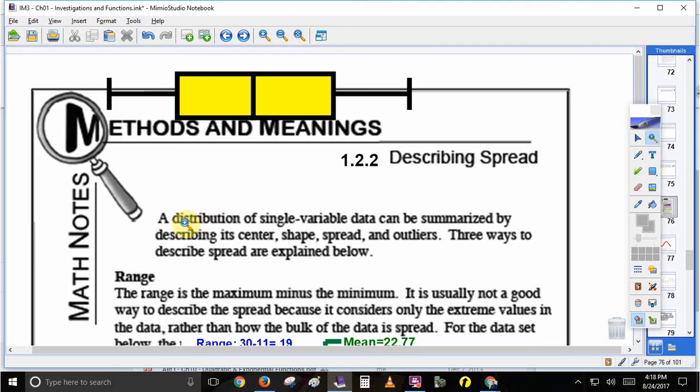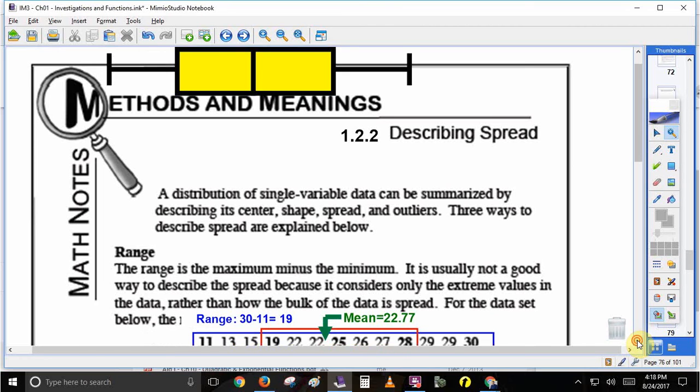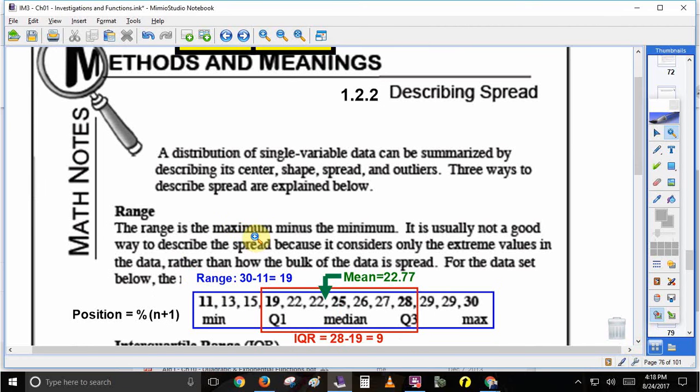So this first paragraph here: distribution of single variable data can be summarized by describing its center, shape, spread, and outliers. 3 ways to describe the spread are explained below. So the first thing we're going to look at is the range of the data. The range is the simplest measure of spread, and it's just the maximum minus the minimum. It's usually not a good way to describe the spread because it considers only the extreme values in the data rather than how the bulk of the data is spread out. But it is the simplest way.